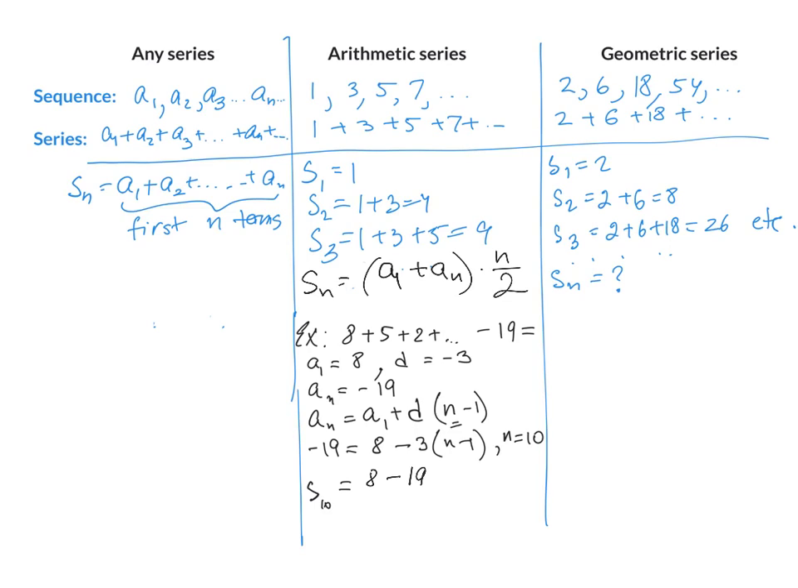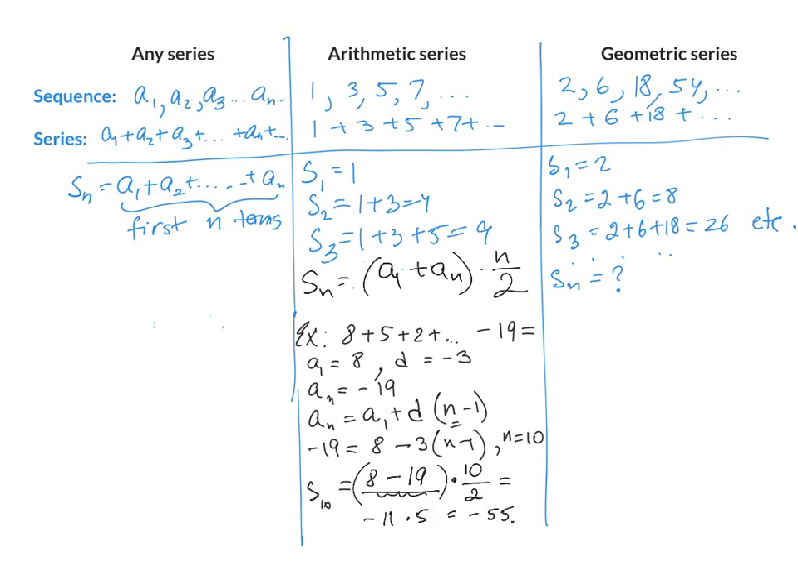I'm adding negative 19, so it's subtraction. No, I don't want to divide this by 2. It's even. It's odd. Instead, I'm going to divide 10 by 2. So that's negative 11 times 5, and it's negative 55. Finished. If you want, check it. It's not that many terms to add.